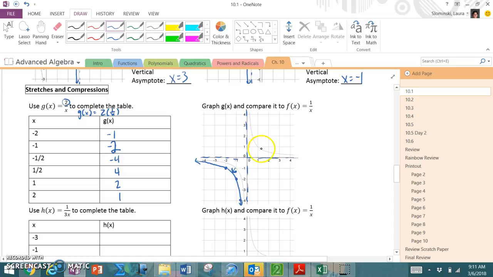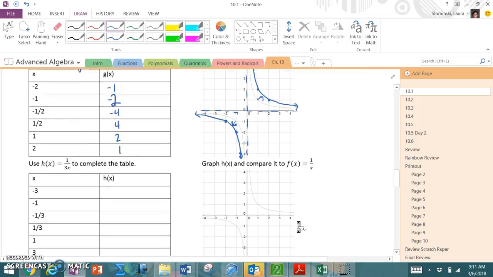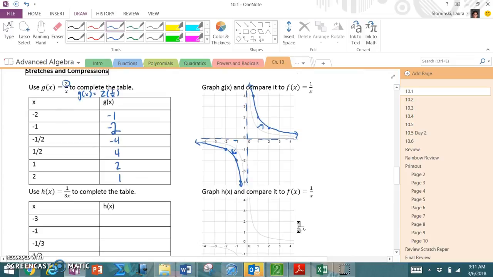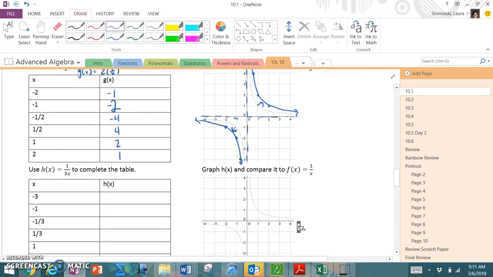If I graph the positive quadrant, I get the same idea. I go over 1 half, up 4, over 1, up 2, and over 2, up 1. So again, you can see it has the same shape. However, we can see that it is stretching away from the asymptotes. That's if A is greater than 1, since it was a positive 2.